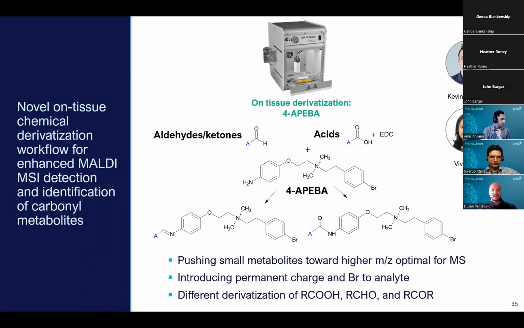Also, this workflow that we developed enables differential derivatization of different carbonyls. So even if we have mass isomers that have different carbonyls, like carboxyl groups, ketones or aldehydes, by using our workflow we are able to differentiate them.